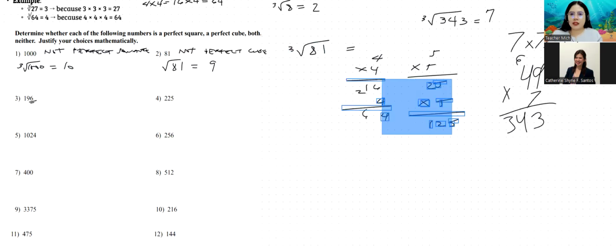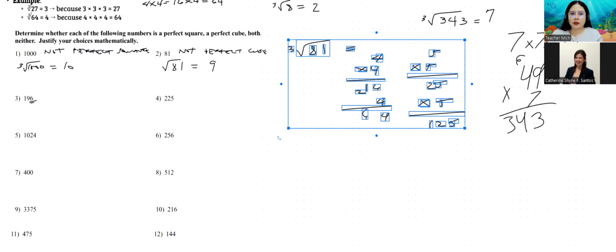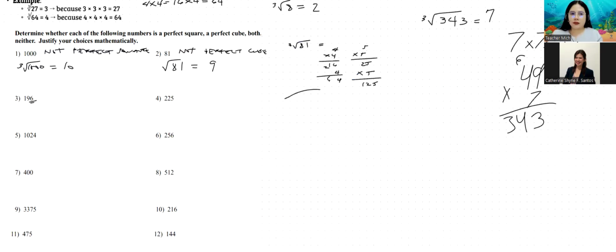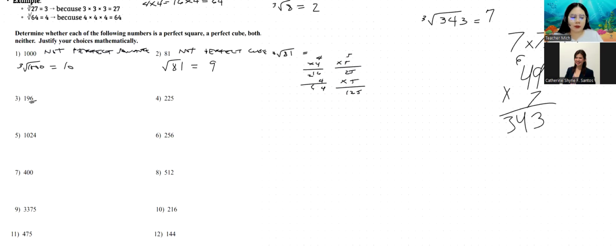11 times 11, the last digit is 1. 12 times 12, the last digit is 4. 13 times 13, the last digit is 9. 14 times 14, the last digit is 6, since that is 16. How about 5 times 5? 15 times 15, what will be the last digit? 5 times 5 is 25. Or you try 15 for you to know if that number is a perfect square.